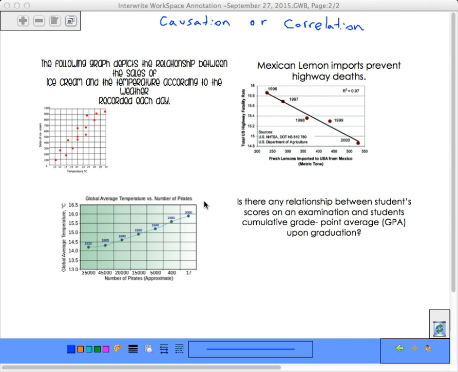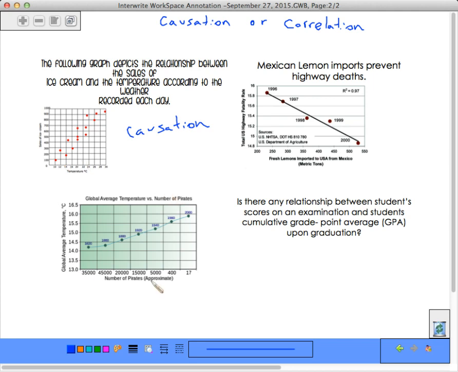Okay, so causation or correlation. It says the following graph depicts the relationship between the sales of ice cream and the temperature according to the weather recorded each day. So the hotter it is, the more ice cream they sell. There's a direct relationship between how much ice cream is sold and how hot it is outside. It makes sense that one has an effect on the other. So this is causation. The hotter temperatures cause more people to want to buy ice cream. The lower temperatures cause fewer people to want to buy ice cream.